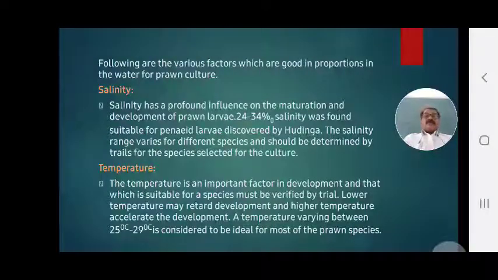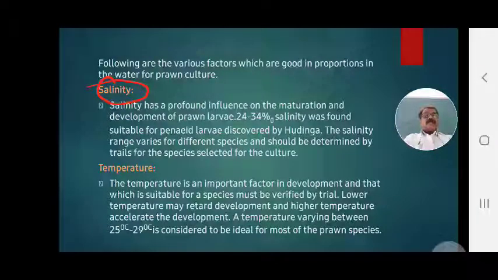The first parameter is salinity. Salinity has a profound influence on the maturation and development of prawn larvae. What is the suitable salinity range? What is the proper salinity range?